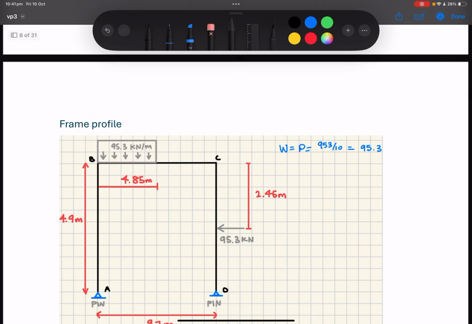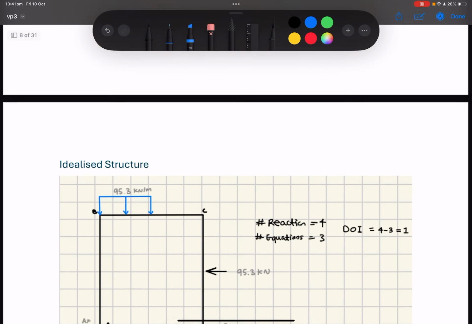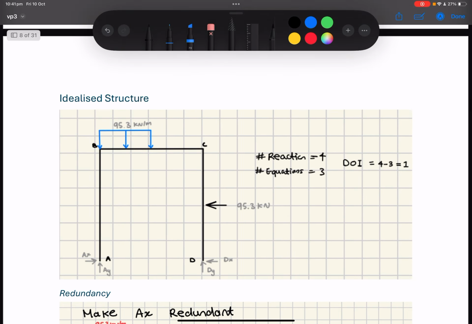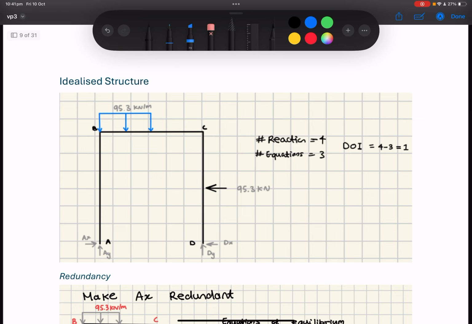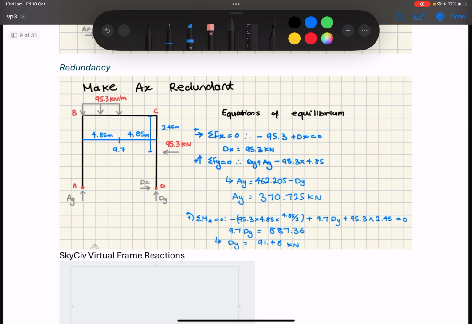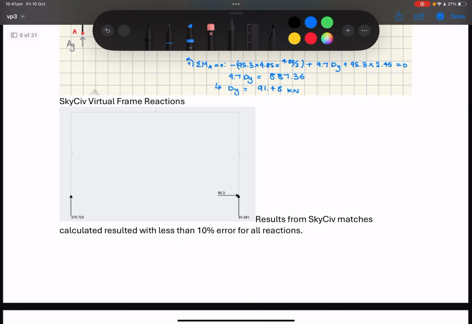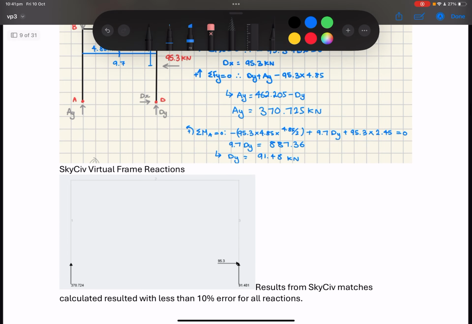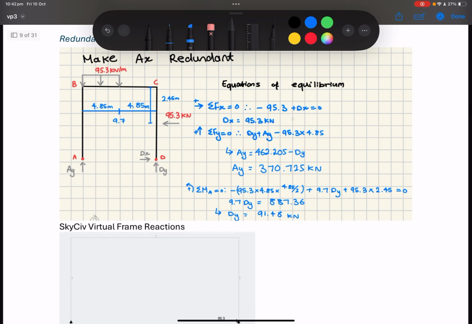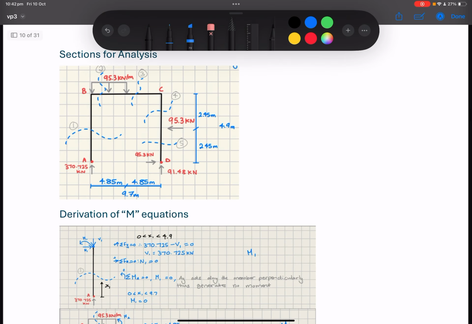And so we begin the analysis of the simple frame, trying to solve using the force method. Force method involves us making a redundant force. For my one, given that there is 4 unknowns and only 3 equations, there's 1 degree of indeterminacy. Removing AX was the simplest option. All of that done, after removing this AX onto SkySieve, I got very similar results: 370, 370, 91, 91, 95, and 95, all less than 10% error.